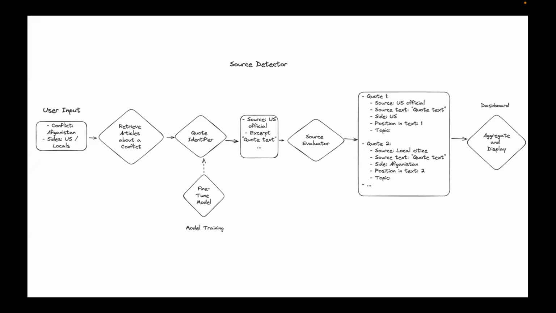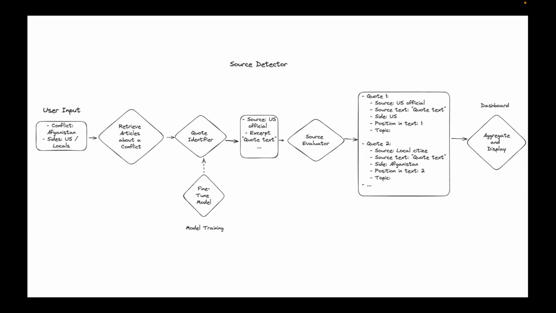So we came up with a topic model that is available in Hugging Face now that retrieves articles about a specific conflict. We are currently using OpenAI for identifying the quotes in these articles. We got an accuracy of around 85%. So we can probably beat this with a fine-tuning model, but we skip this part.